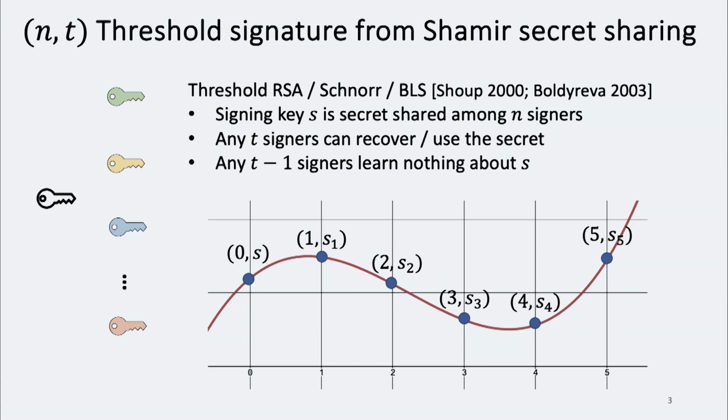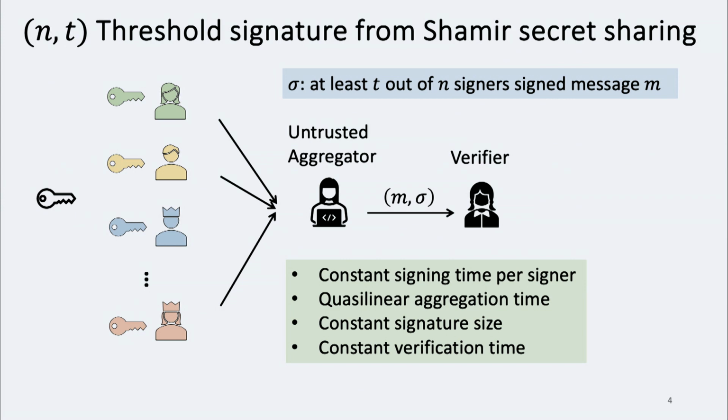Okay? And the Shamir secret sharing based threshold signatures give us a very efficient threshold signature scheme. The signing time for each signer is a constant, and the aggregation time is quasi-linear, usually n log n, and the signature size is also constant, and the verifier does very little work to verify the signature. Okay? So everything is great.